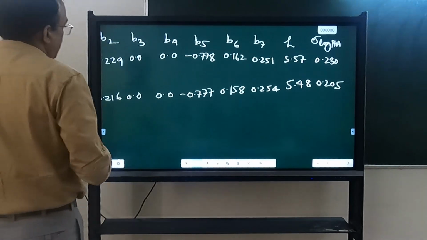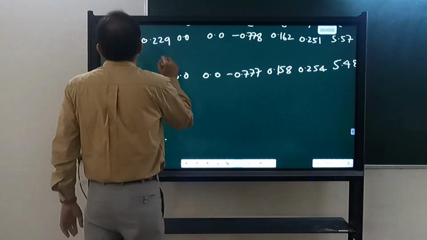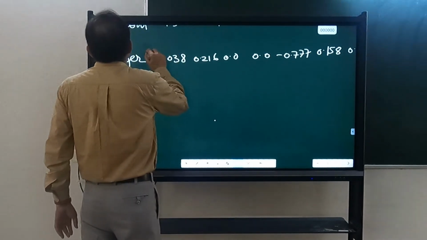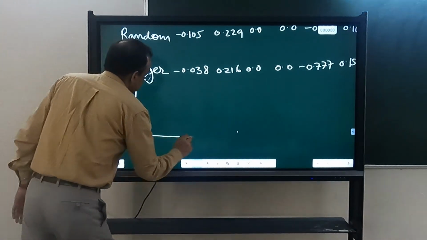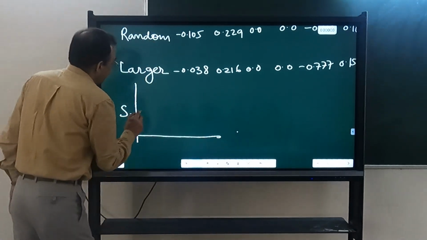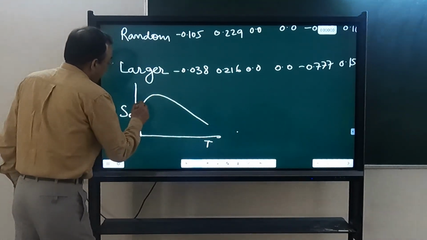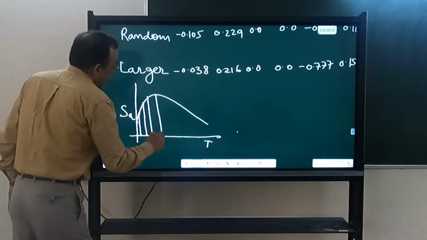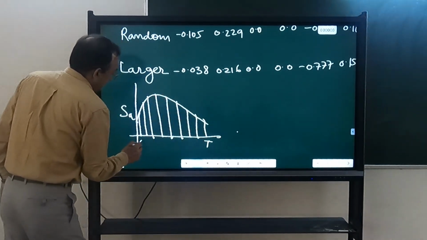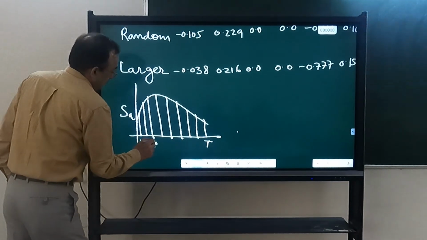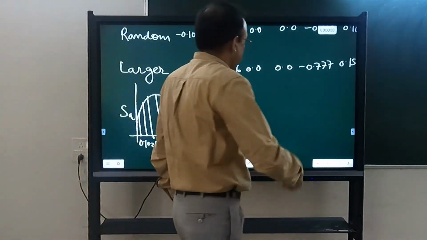Now, Boore has also given this relationship for developing the full response spectrum, SA versus T directly, by giving B1, B2, B3, B4, B5, B6, B7 for different values of T.